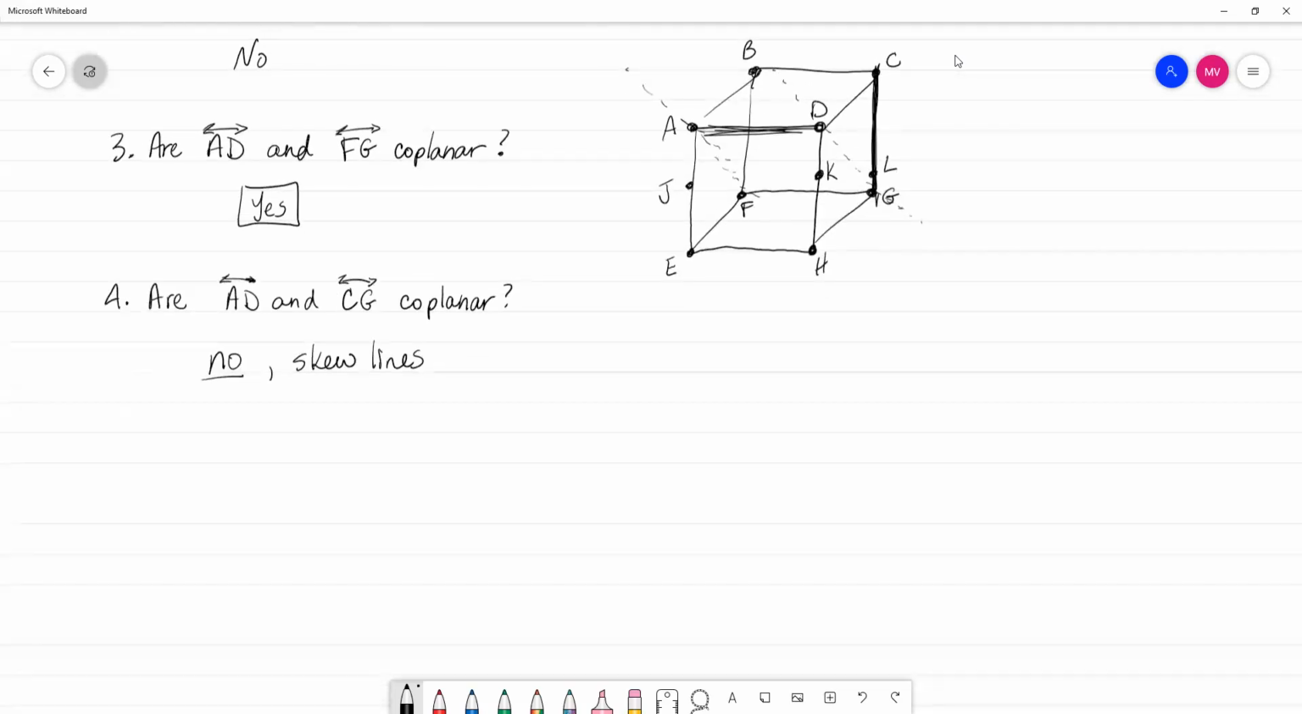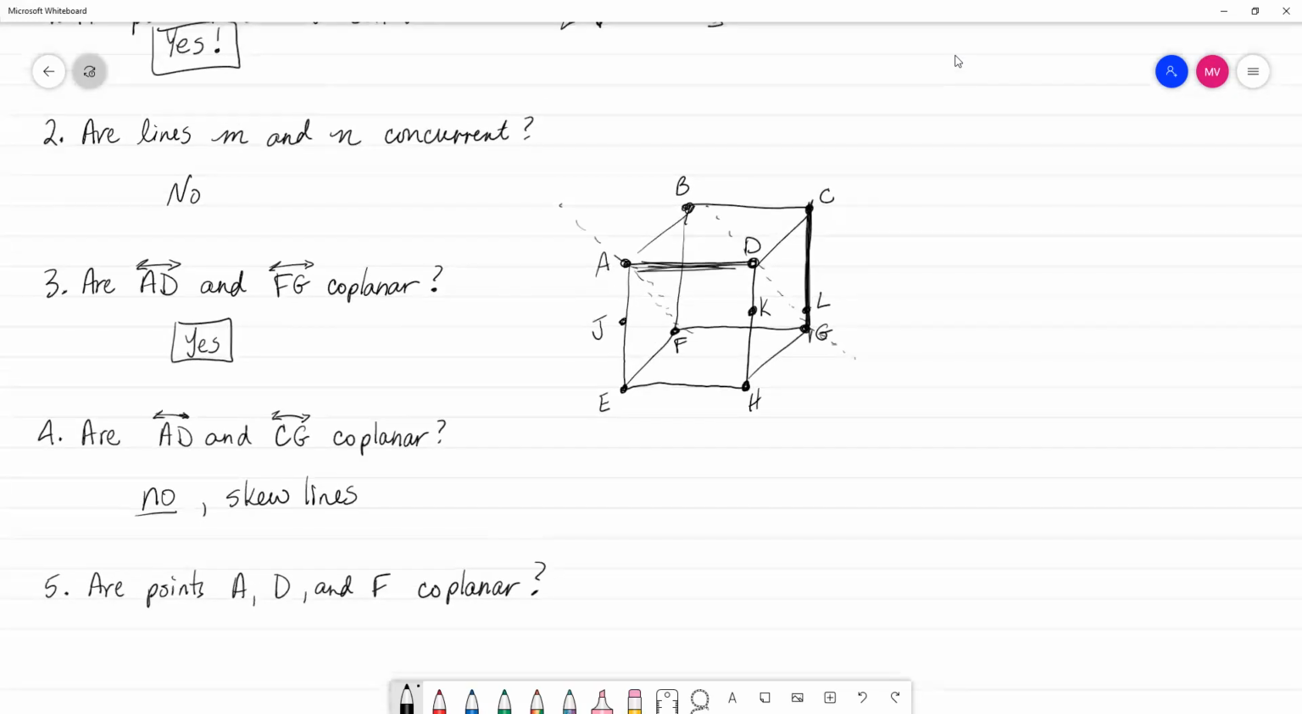All right, let's look at one more. Number 5. Are points A, D, and F coplanar? All right, so we got A, D, and F.